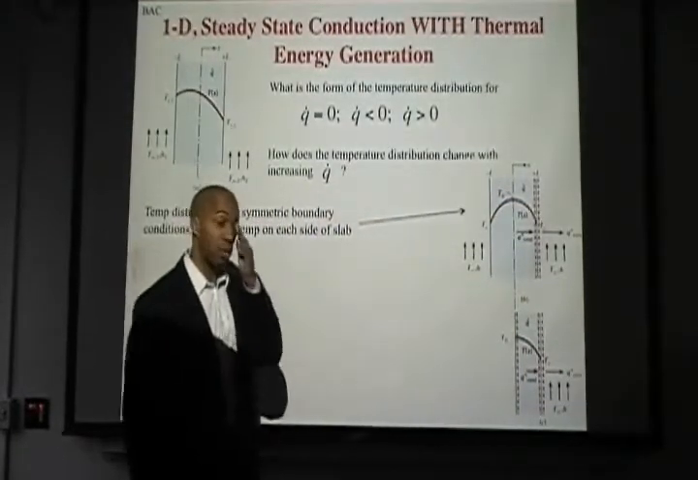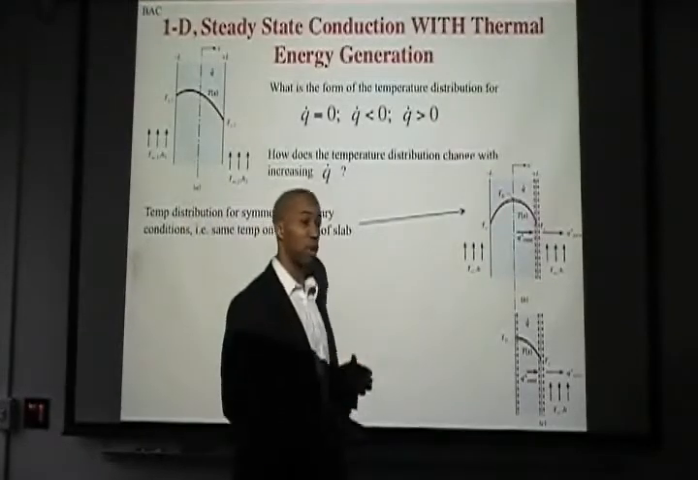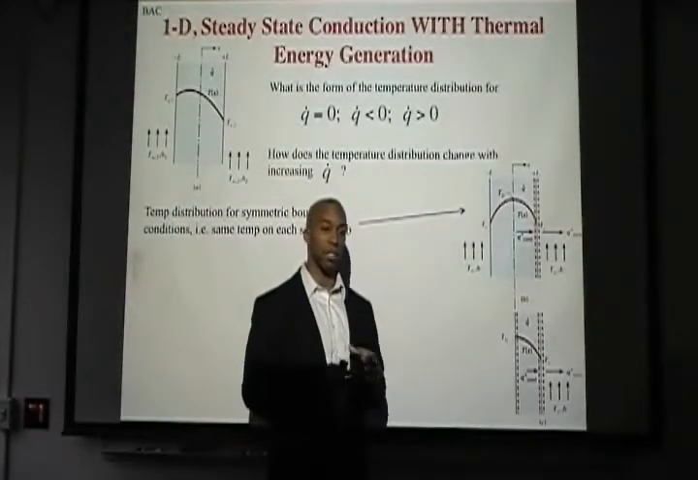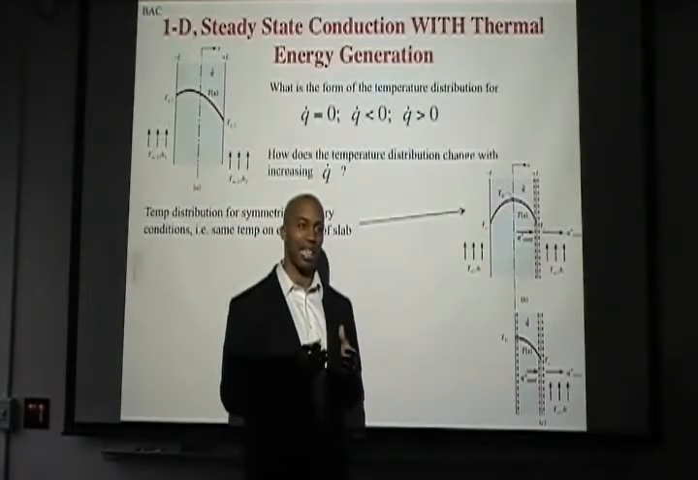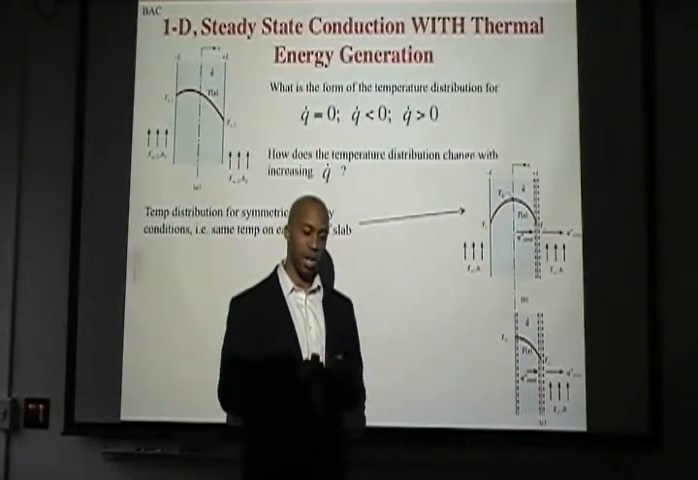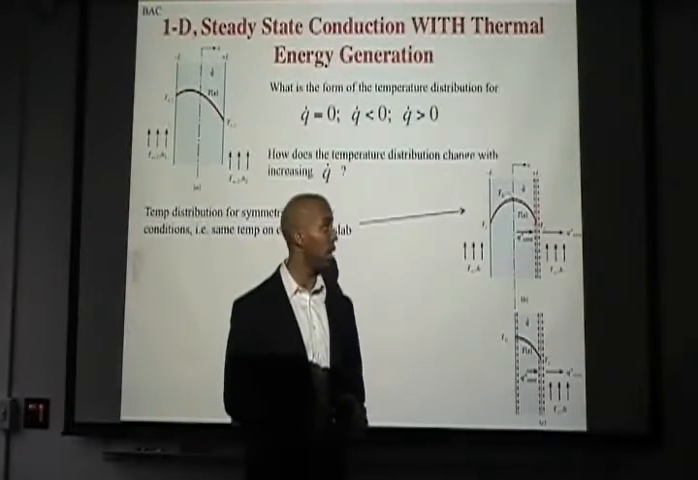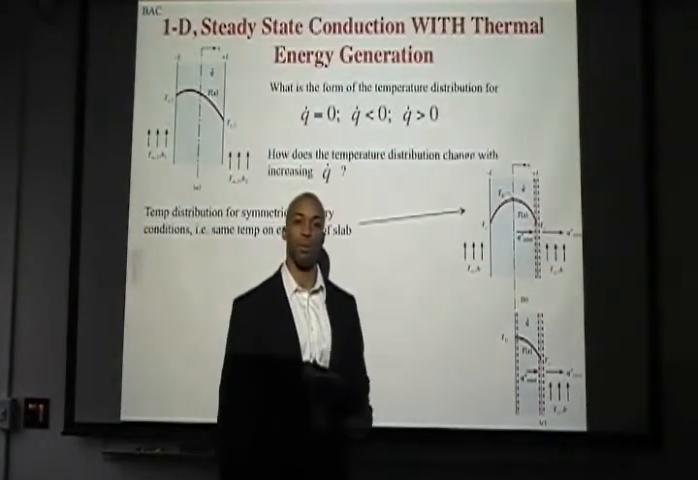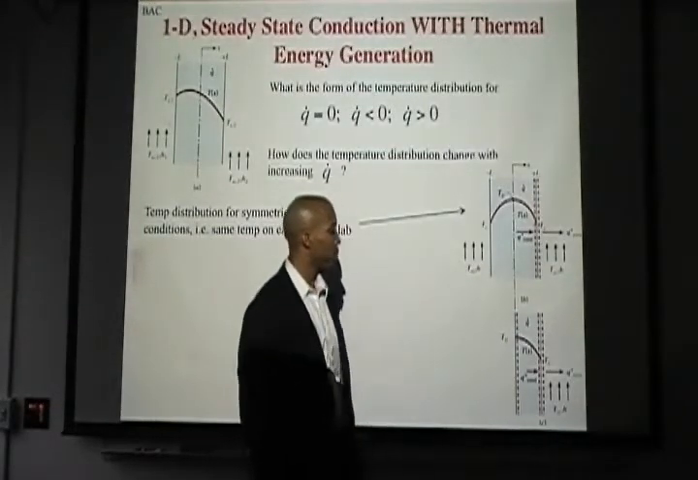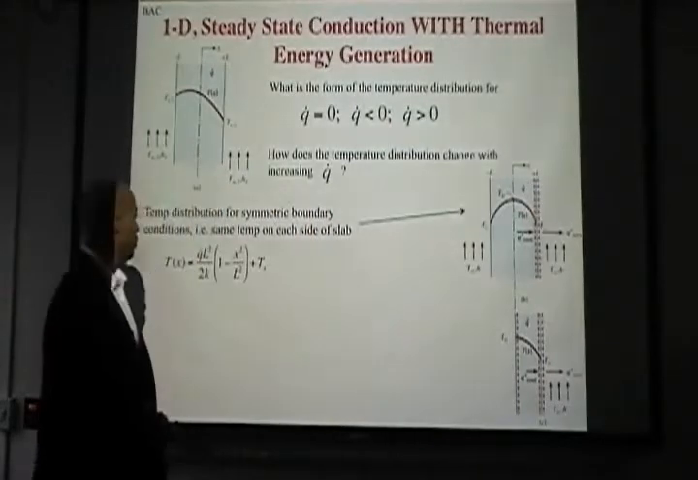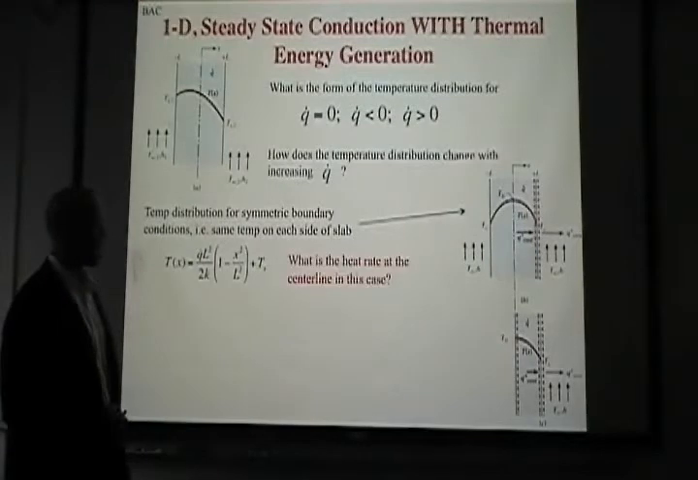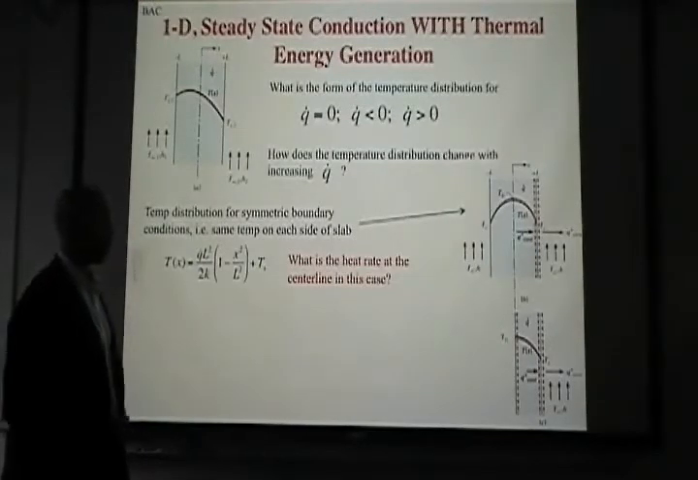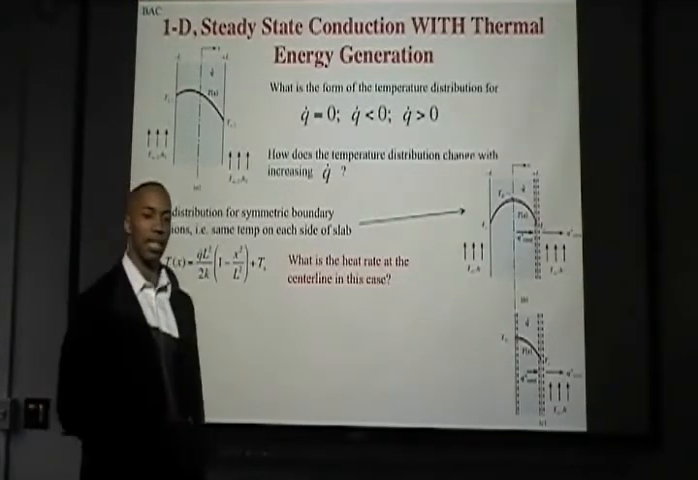This is a situation that can happen in reality if you have a quenching process. You have an element that's generating heat uniformly, and you dump it into a cold bath. This is what the temperature profile would look like. Mathematically, it looks like this. And then we can ask the question, what is the heat rate at the center line in this case?